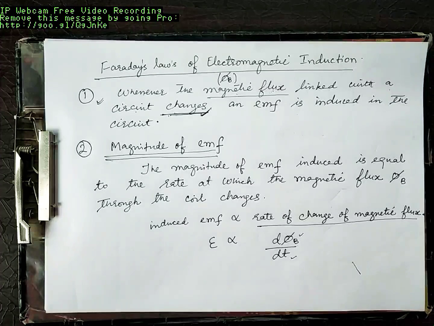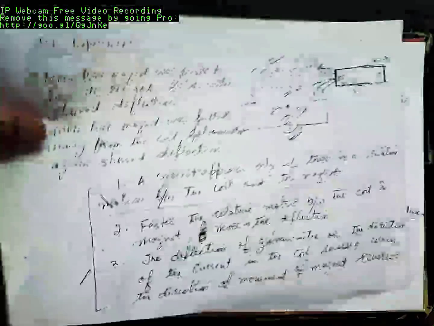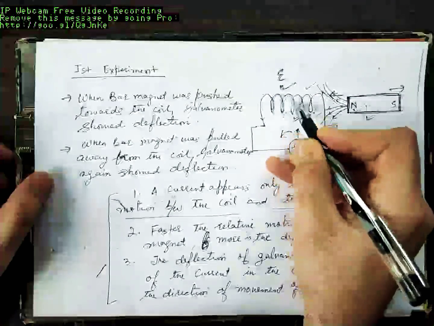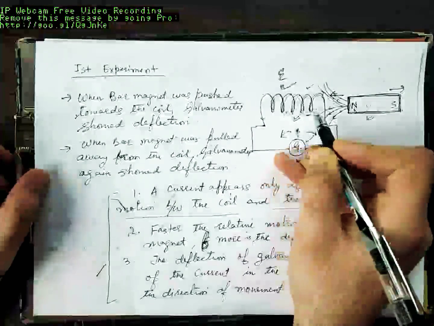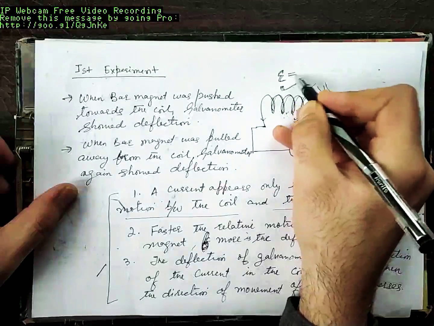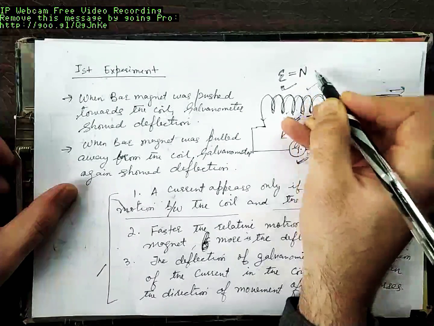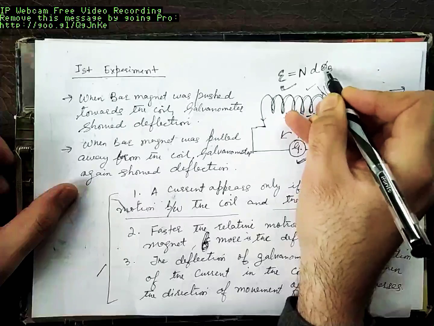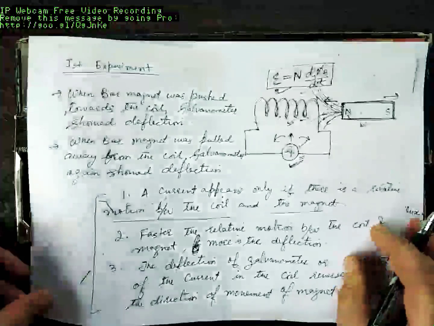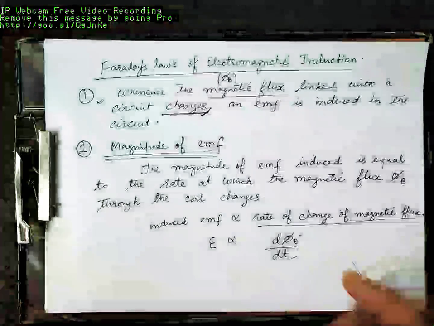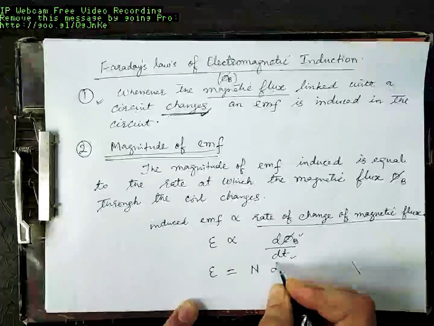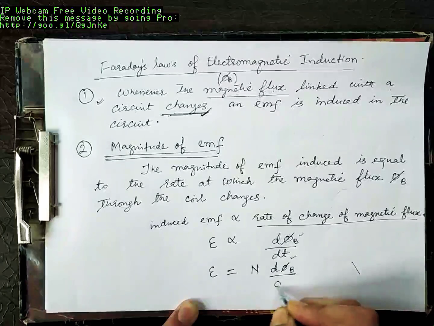One more thing. This induced EMF E will also depend upon the number of turns. The more the number of turns, the more the induced EMF. So you can write this induced EMF E is equal to n, the number of turns, into d phi B by dt, the rate of change of flux. This is Faraday's second law of electromagnetic induction. So we can write this as E is equal to the number of turns n into d phi by dt.